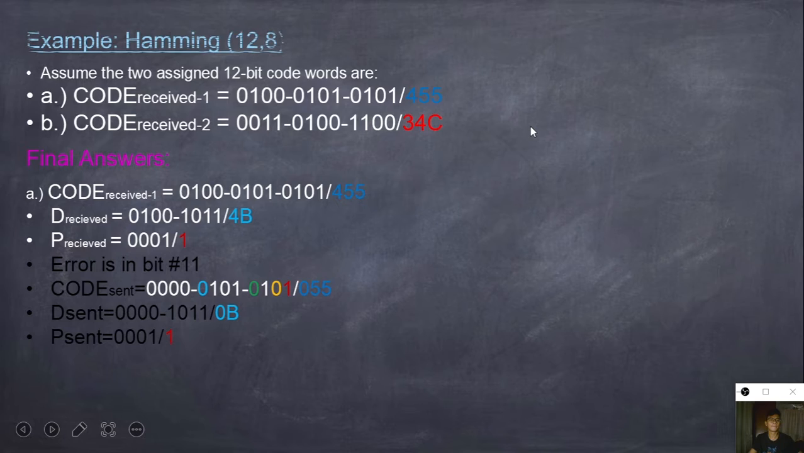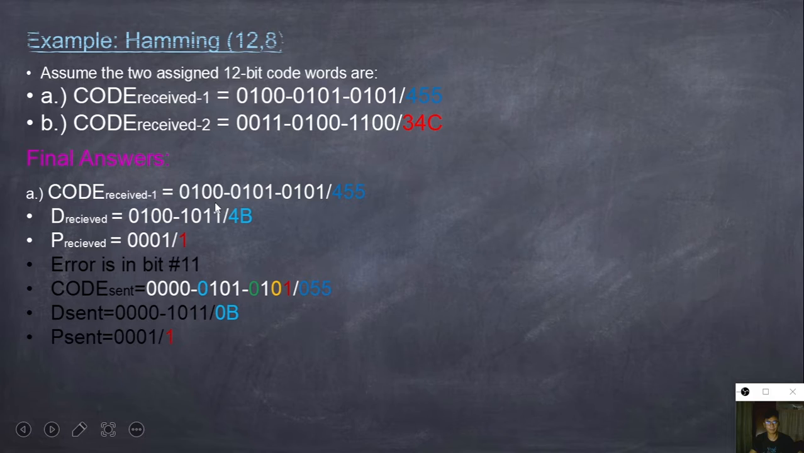For example number 1, assume the two essential bit code words for the calculation. Code receive 1 equals 0100 0101 0101, which has a hexadecimal value of 455. Its final answer for the code receive number 1 is D receive equals 0100 1011, with a hexadecimal value of 4B.